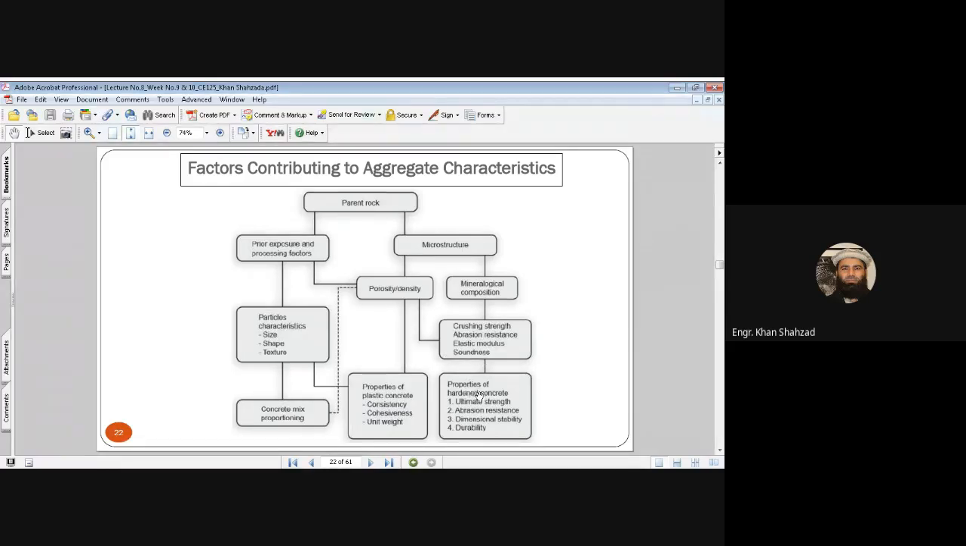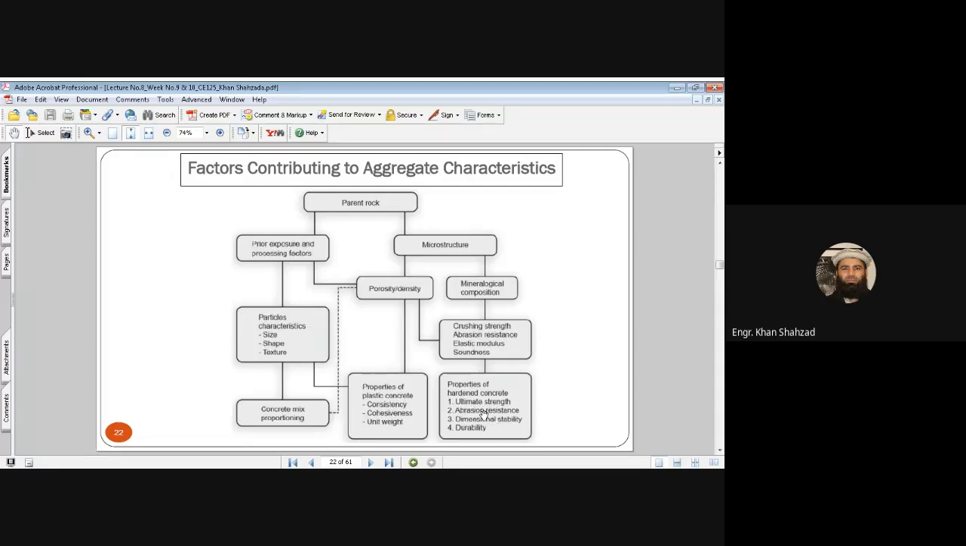Now, these characteristics will affect the properties of plastic concrete as well as the properties of hardened concrete. So how can it affect the properties of fresh concrete? It can affect the consistency or the uniformity of the concrete, the cohesiveness of the concrete, and the unit weight of the concrete. Whereas in hardened concrete, it can affect the ultimate strength. If you have good quality aggregates, you will have high strength, and if you have poor quality aggregates, then you will have lesser strength.